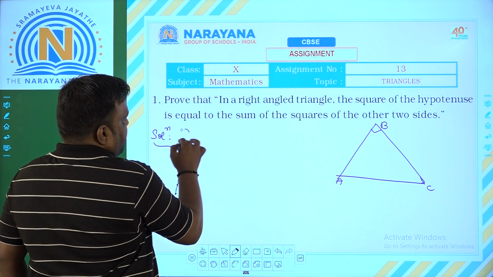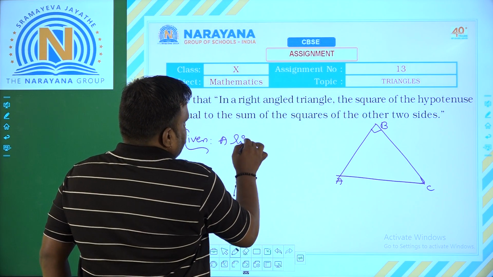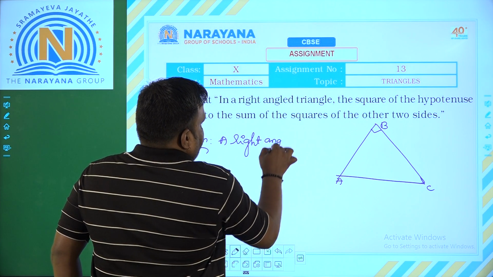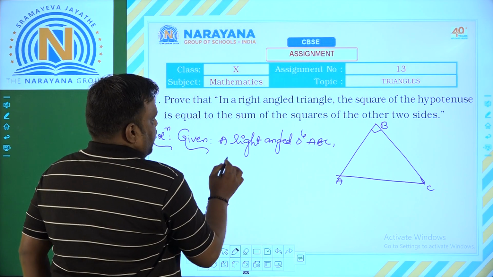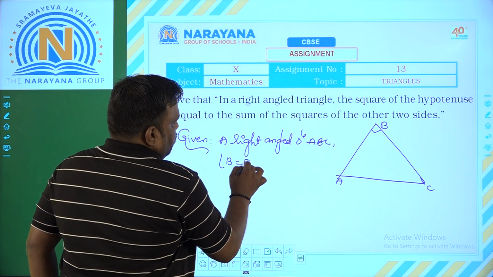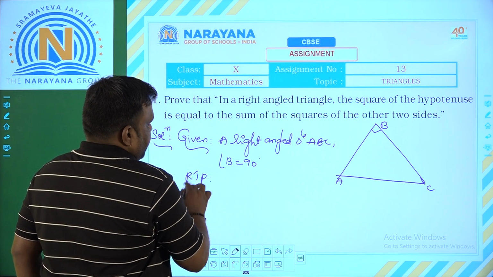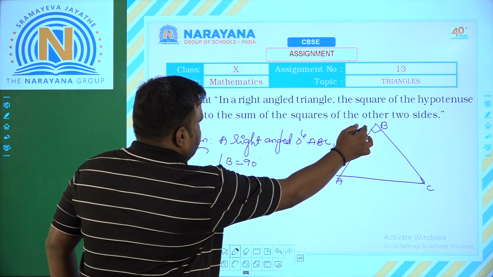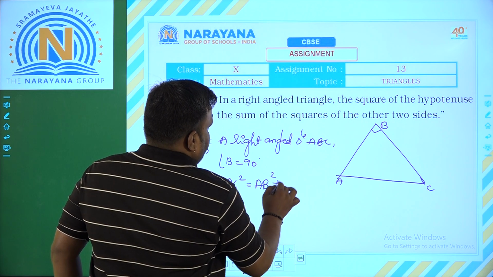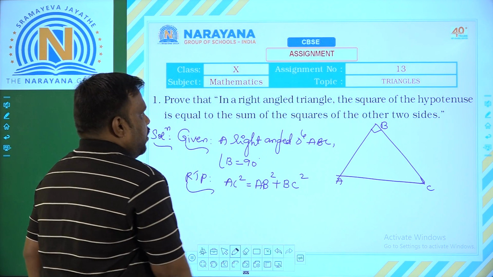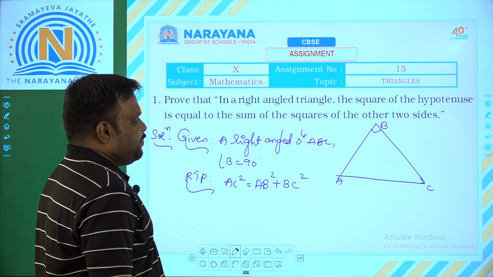So, given part: right angle triangle ABC, right angle at B. That is, angle B is equal to 90 degrees. So what I have to prove? RTP: AC square, that is the hypotenuse part. The AC square is equal to AB square plus BC square. This is what you have to prove. AC square is equal to AB square plus BC square.